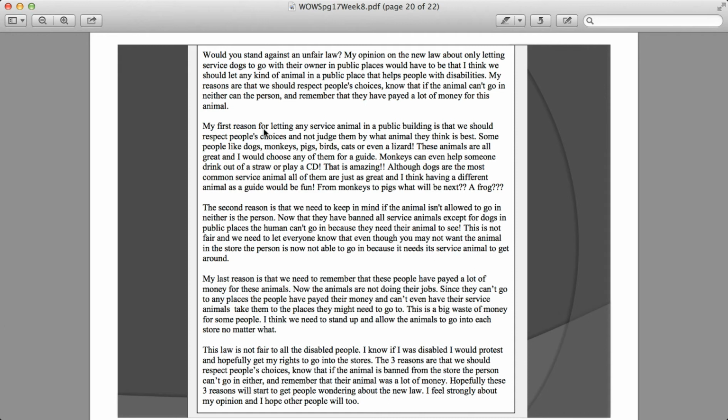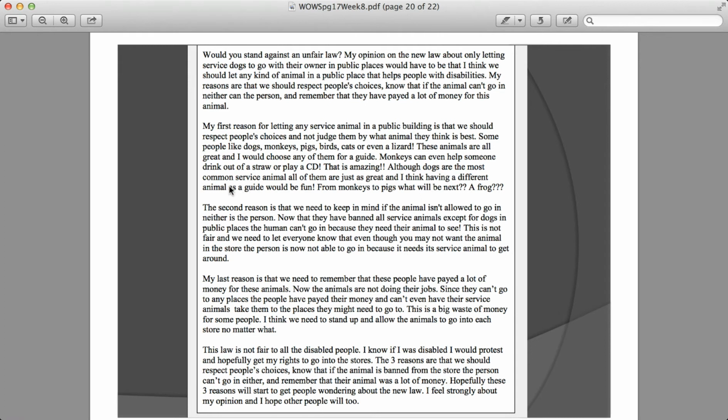Let's see. My first reason for letting any service animal in a public building is that we should respect people's choices. Do you see how this person did that? And not judge them by what animal they think is best. Some people like dogs, monkeys, pigs, birds, cats, or even a lizard. These animals are all great, and I would choose any of them for a guide. Monkeys can even help someone drink out of a straw or play a CD. That is what was in the article. So they're counting that as an equivalent to using the quote. Then we have an opinion. That's amazing. I personally wouldn't have put that part in, but it's okay.